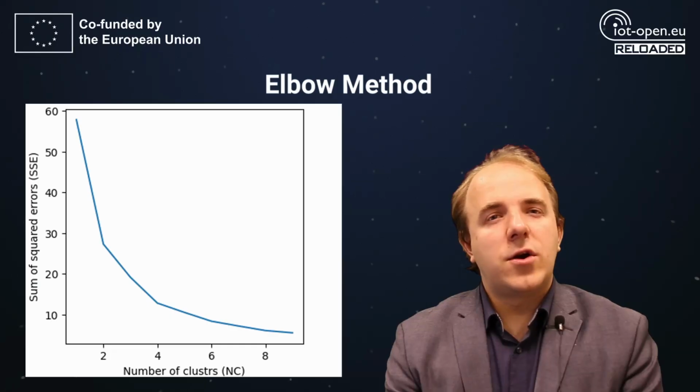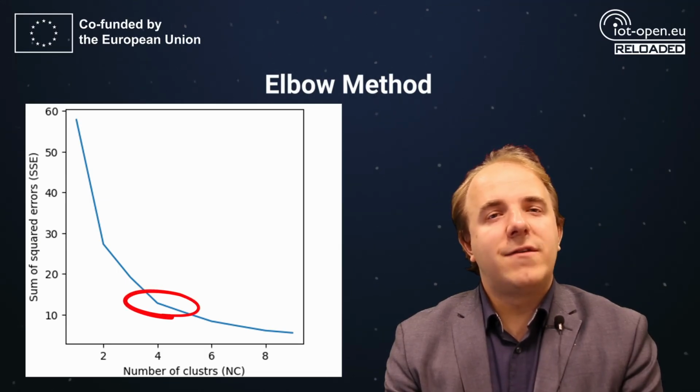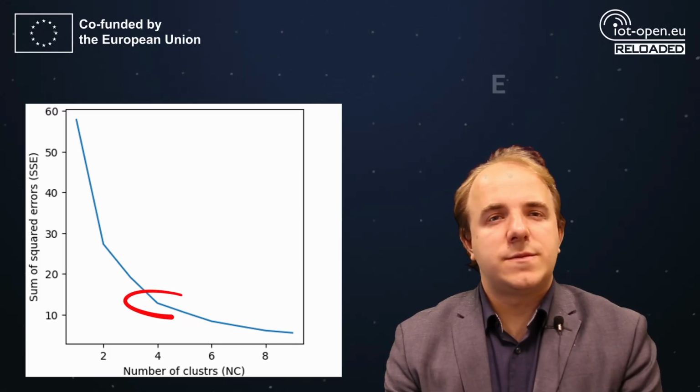The elbow method helps. We plot the clustering error against the number of clusters. At first, adding clusters reduces the error significantly. But after a point, the benefit levels off. That elbow suggests the best number of clusters.